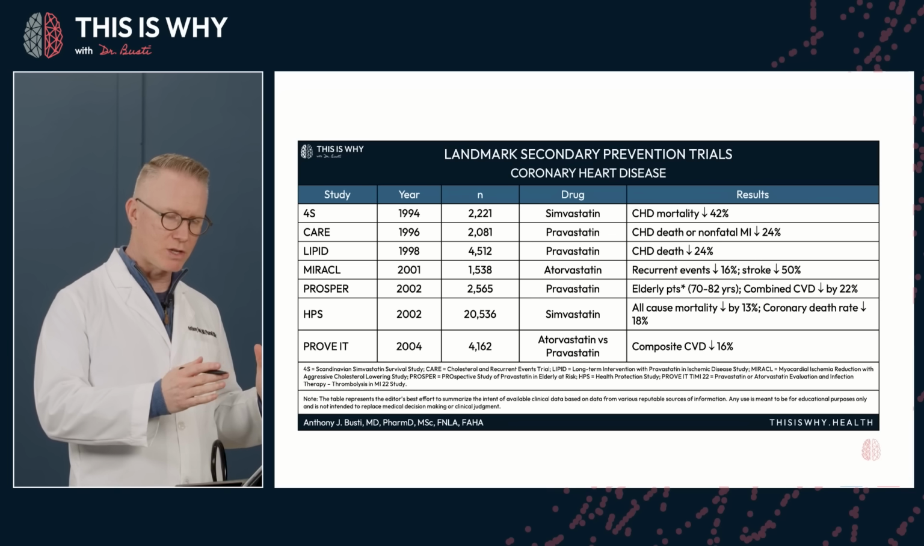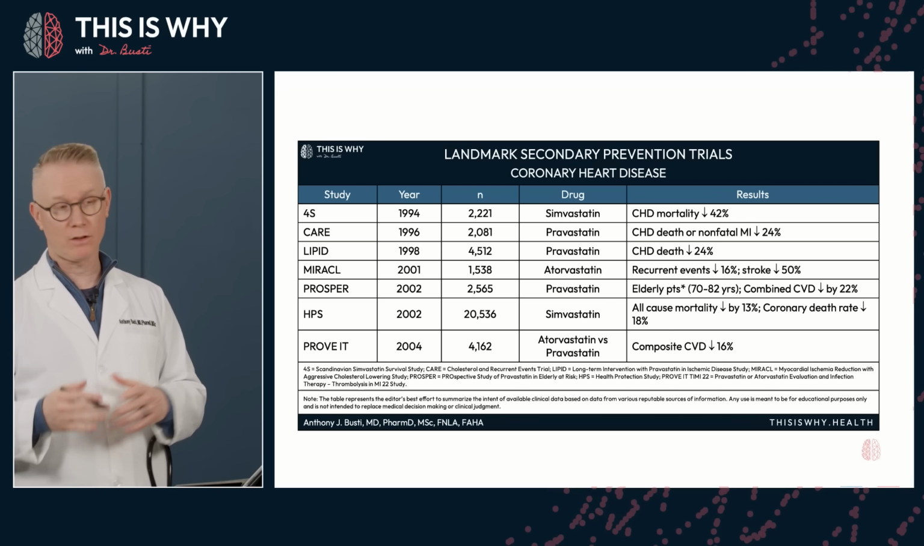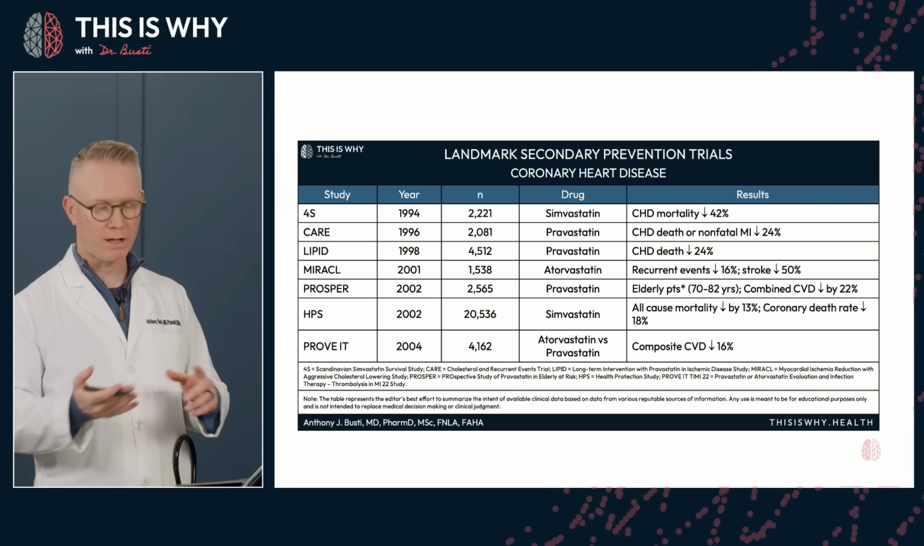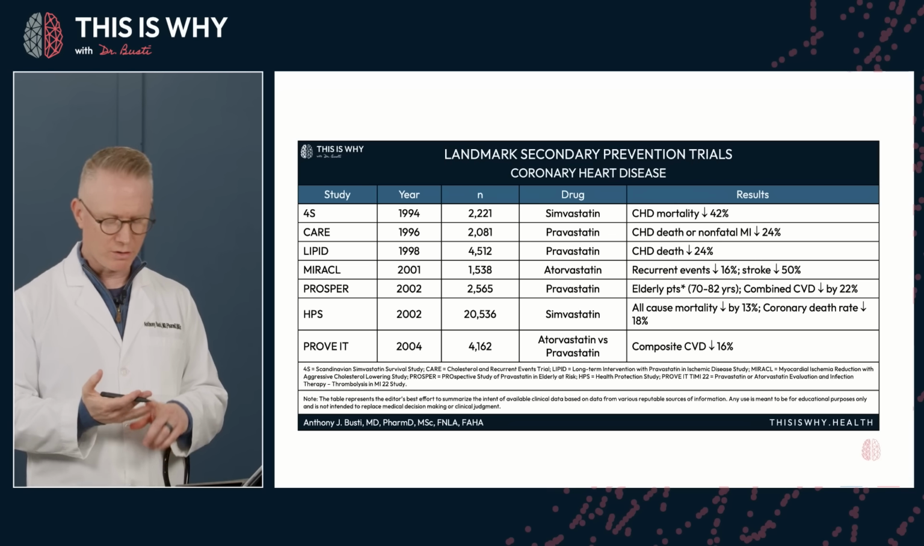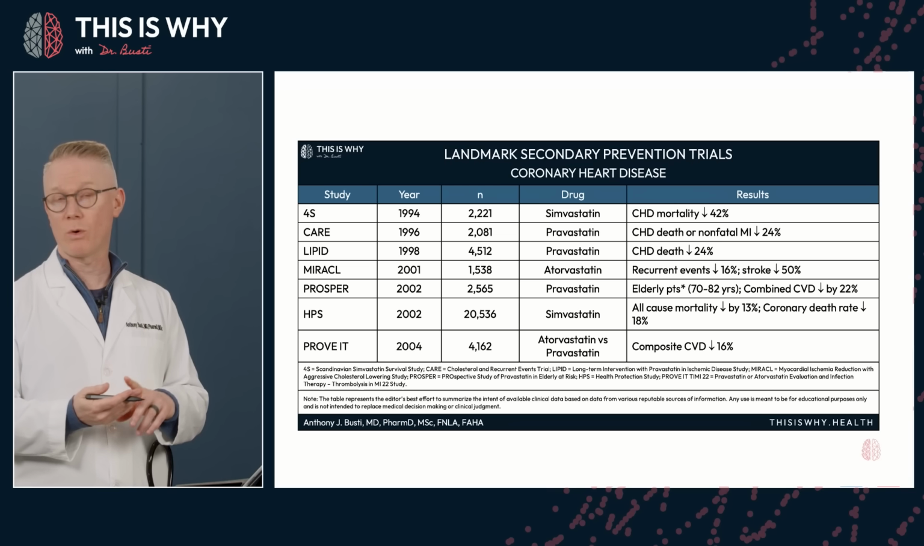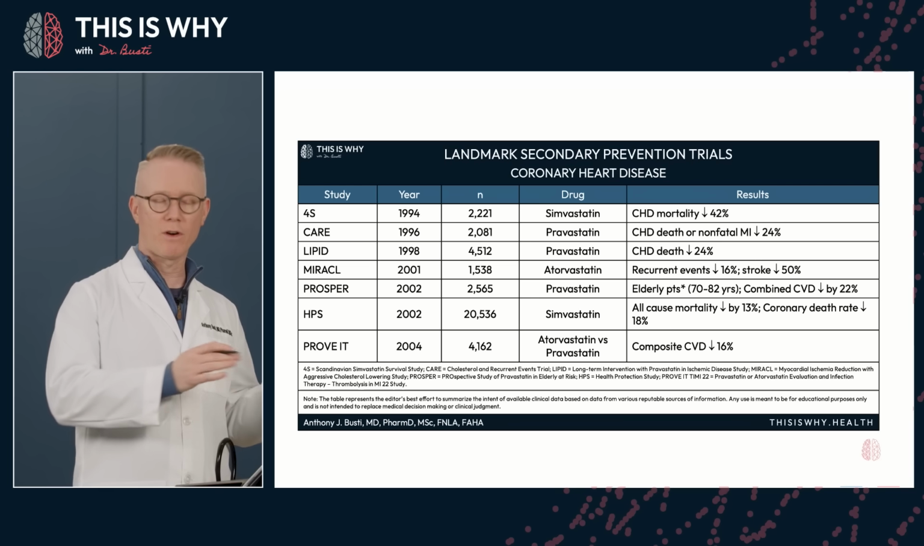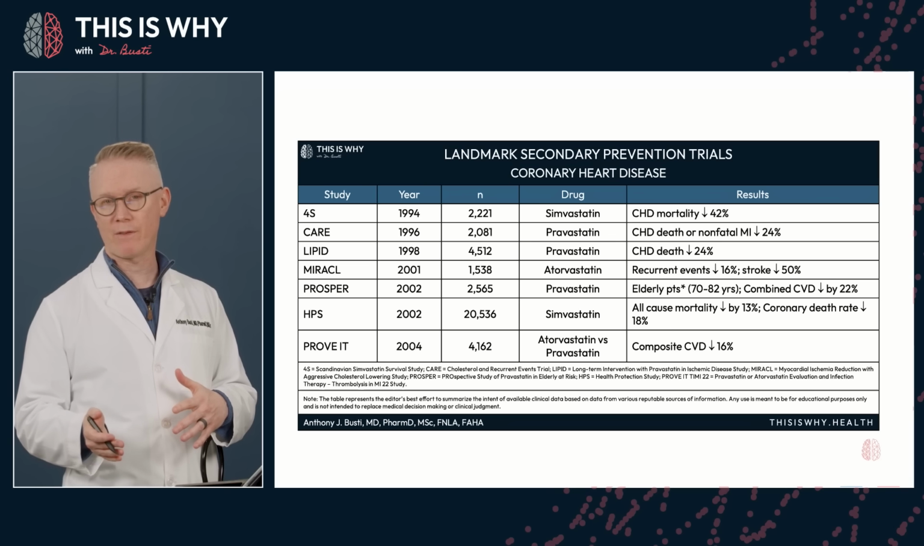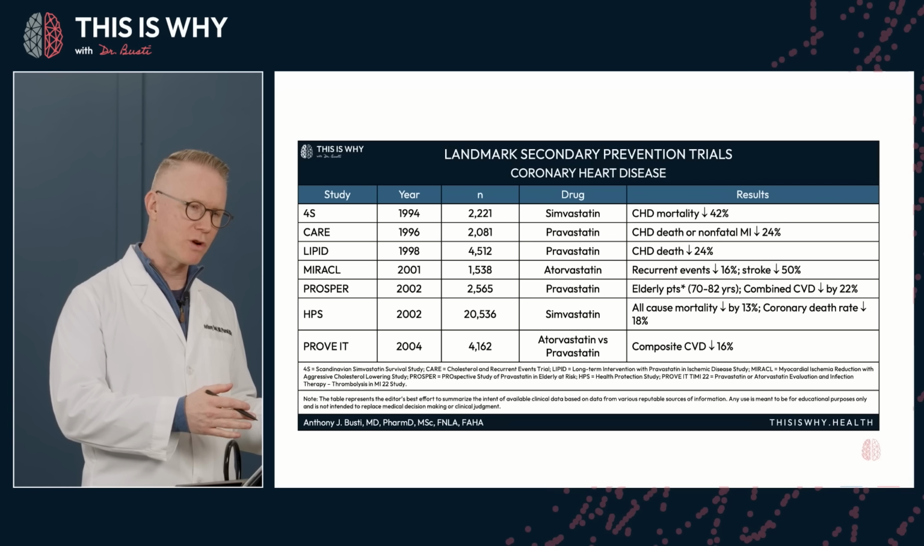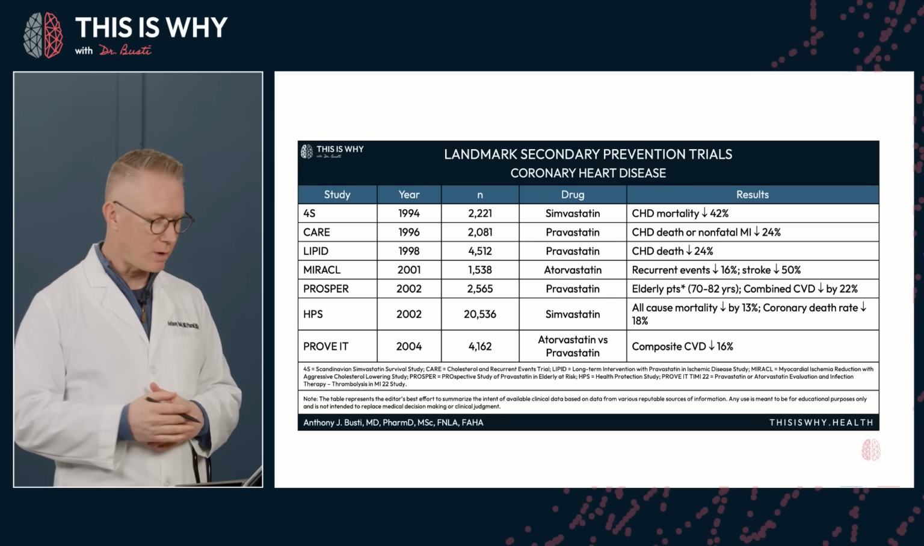So remember, primary prevention is when something hasn't happened yet, you're just at risk for something, like an ischemic stroke, peripheral arterial disease, a myocardial infarction, or needing a stent placed. Secondary prevention is when you've already had a heart attack, and now we're trying to prevent you from having another one. You've already had an ischemic stroke or TIA, now we're trying to prevent another one.